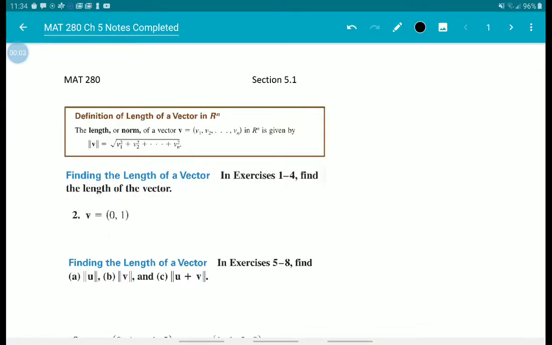In chapter 5, we're going to talk about something called the Euclidean inner product. And we're going to start chapter 5 by reviewing some ideas about vectors. So you probably saw vectors somewhere in a pre-cal class.